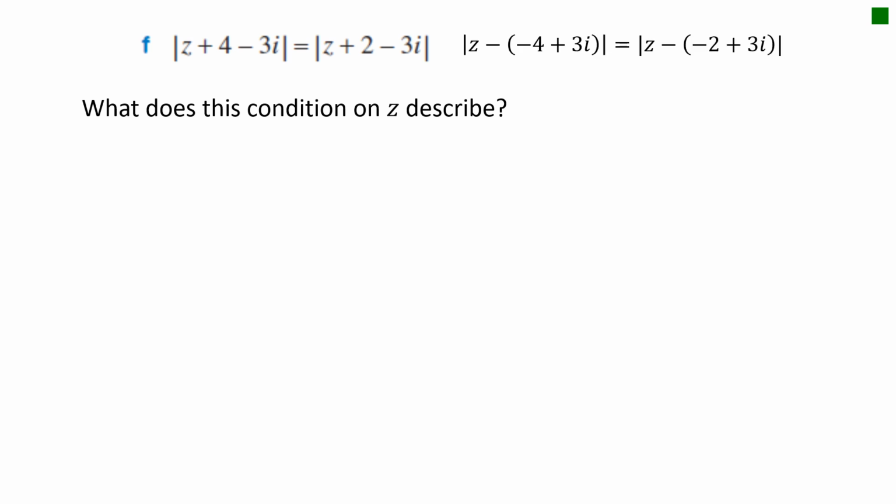Now, it might be helpful to re-describe it as follows in terms of difference between our arbitrary Z and particular points. So have a think again. Now, what geometrically this is really being asked to describe. What set of complex numbers would match this condition? Okay, if you were thinking about it in these terms, then you'd be right. So what we need to find is the set of all complex numbers whose distance to minus 4 plus 3i is equal to its distance to minus 2 plus 3i.